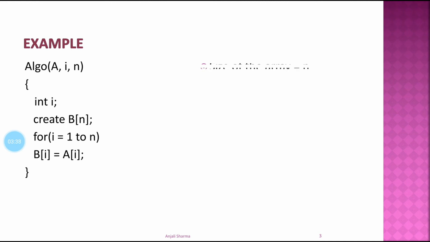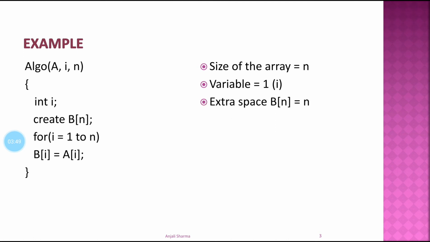So what we are doing here is that the size of array is n, that we all know. Then the variable that we require is again the loop variable, that is i. We are accommodating extra space capital B which is equal to your input size because you're copying the content, right? So the size will be equal. So this is the extra space.